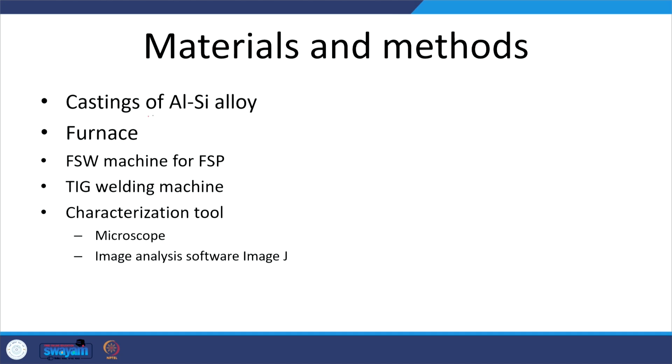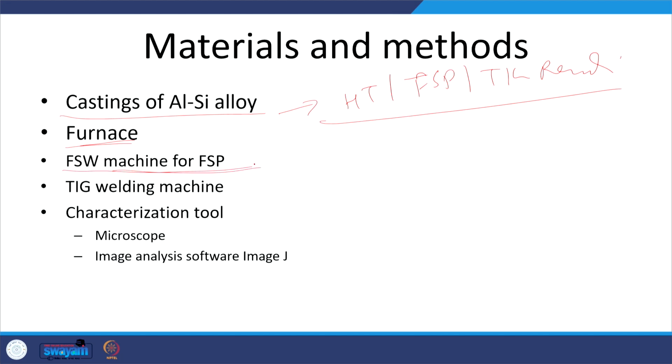What we need: castings of aluminum alloys, which are usually coarse. So, we want improvement in properties through heat treatment, through FSP or through TIG remelting. When this is applied to the castings, for heat treatment we need a suitable heat treatment furnace. For FSP, we need an FSW machine so that friction stir processing can be performed, and for the TIG remelting, we need the TIG machine so that the arc heat can be applied in a controlled way at the near surface layers.